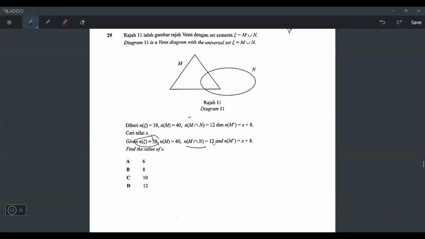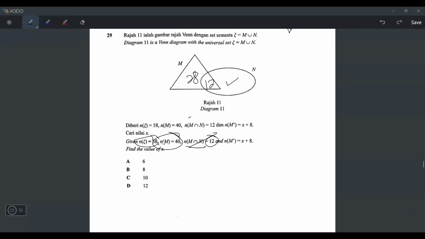Let's keep reading. M intersect N is 12. So we all know the intersection will be the place where M and N share this region together. So this is 12. And do you remember they say N M is 40? So now I can find this part, right? I just take 40 minus 12, which is 28.